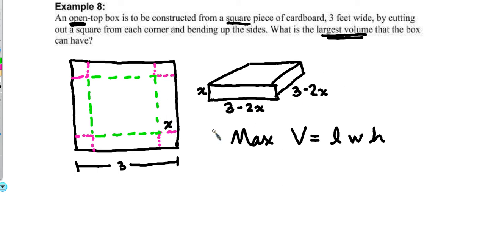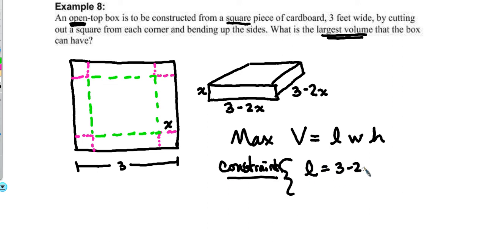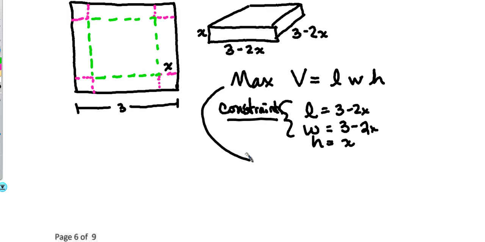So it's almost like you have a system for your constraints. And a lot of times, sometimes you don't even really write your constraints down separately. You just realize that my length is 3 minus 2x and my width is 3 minus 2x and my height is x. That I use the picture to help me come up with where these constraints are coming from so that I can make my formula equal to (3 minus 2x) squared times x. Now you could FOIL this out and make it all into a power rule to take the derivative, but it's easy enough with chain rule and product rule to go ahead and just do that here.